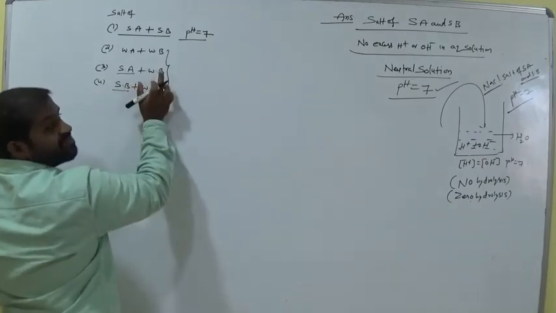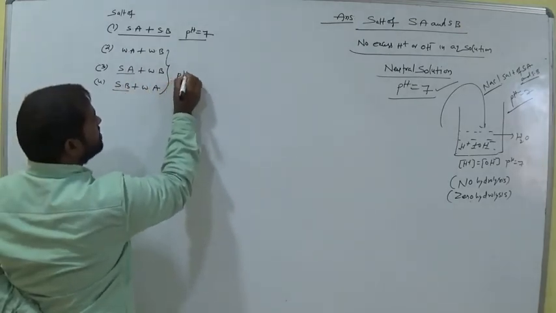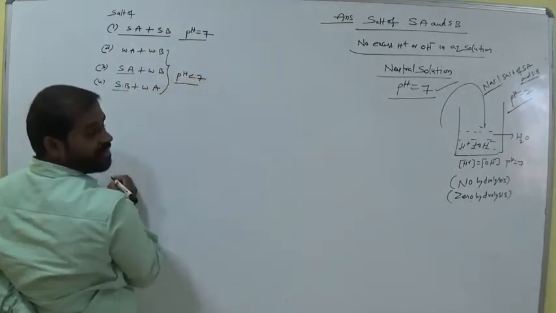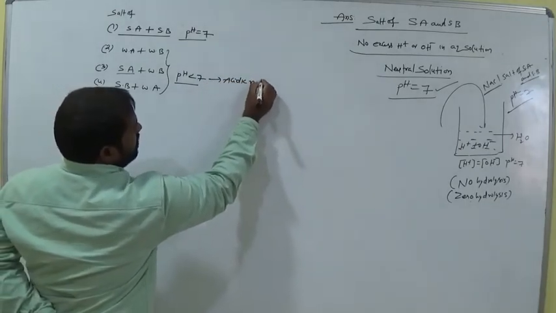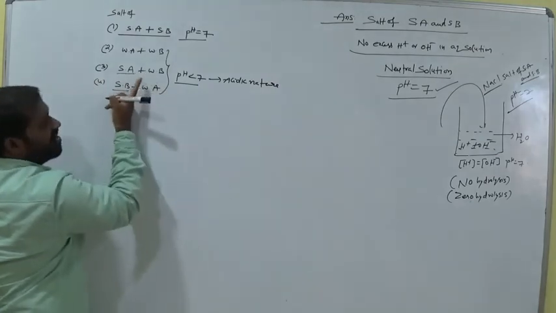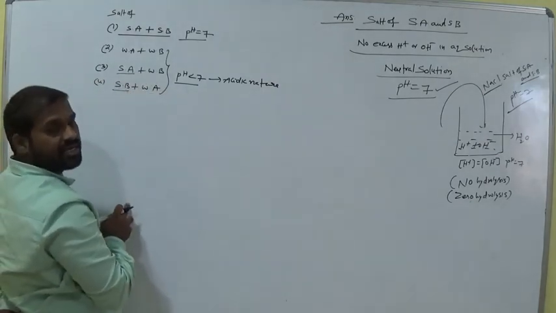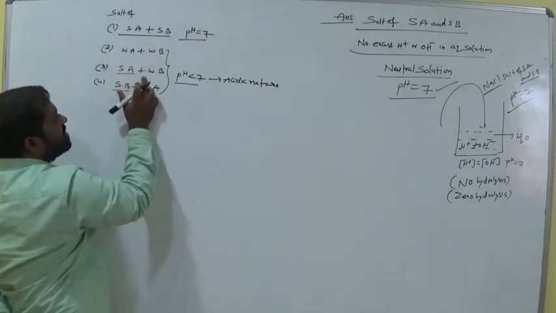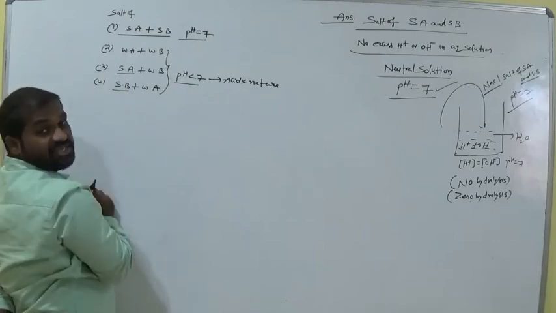So strong base and weak acid, which is dominated? Strong base is dominated. That means pH is greater than 7, am I right? Now strong acid and weak base, which is dominated in the solution? Strong acid. So for strong acid, pH value is less than 7, am I right? So what is the nature? Acidic nature. Why? Because strong acid is dominated in the solution. Clear? So now salt of strong acid and weak base, which nature? Acidic nature. pH is less than 7. Why? Strong acid is dominated.